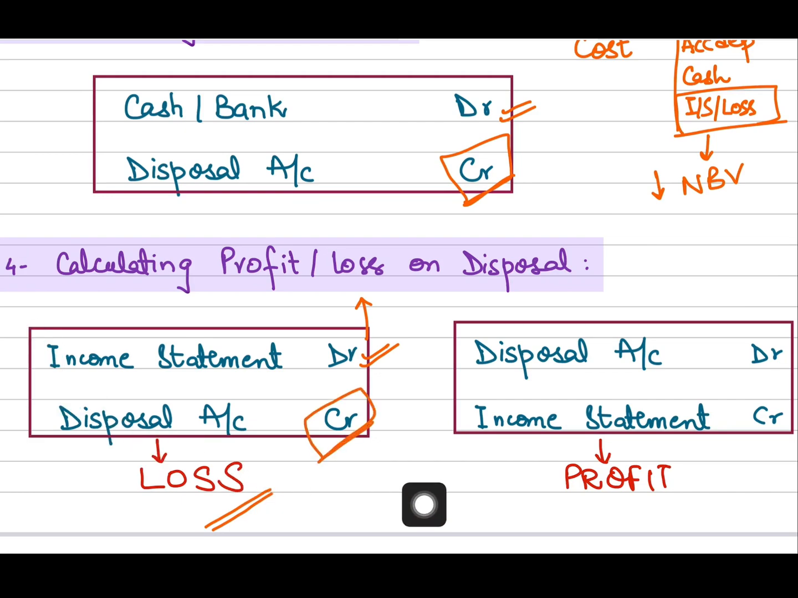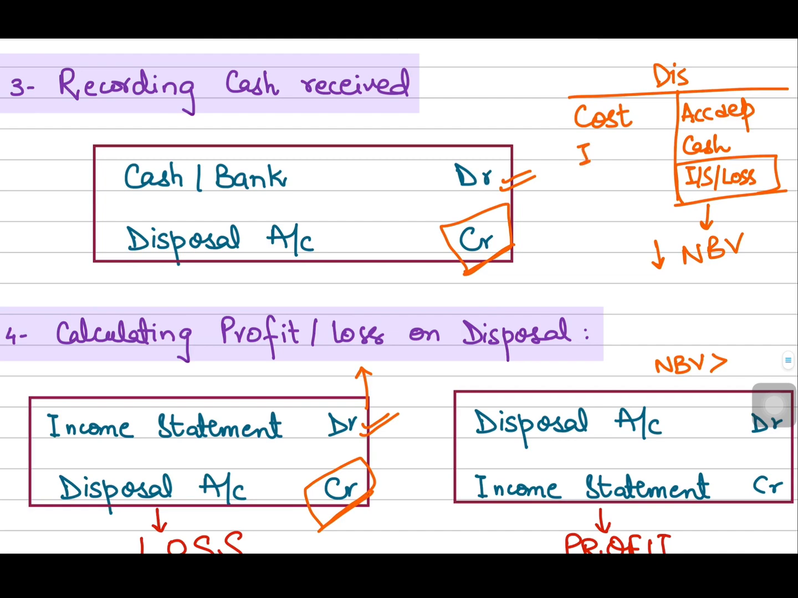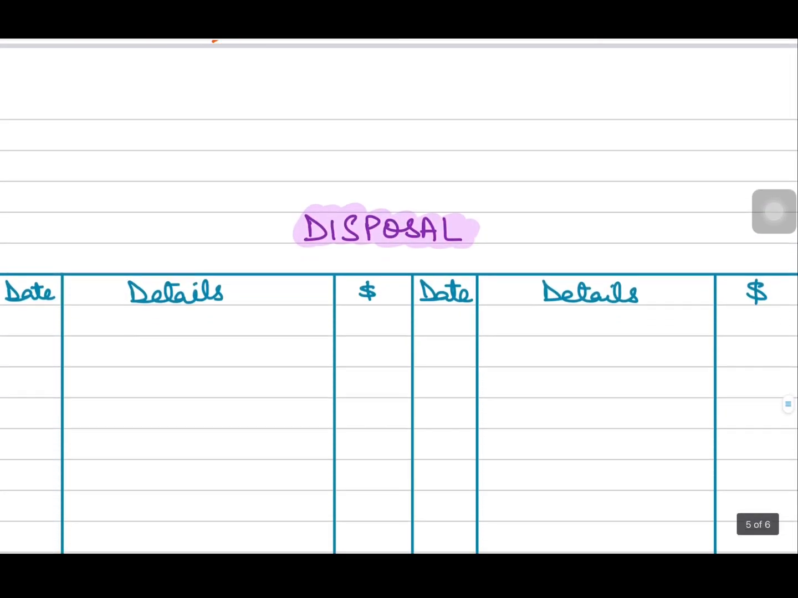Or if there is a profit, the double entry would be: income statement will be credited and your disposal account will now be debited, which means that you are selling this asset at a price which is more than its net book value. So, in this case the income statement figure will fall on the debit side, which of course will be the balancing figure of this T account, right? Cost will be given to you, depreciation will be given to you, the disposal proceeds as well. You might not be given the profit or loss on disposal, so that will be the balancing figure of this disposal account. So, keeping this in mind, let's prepare the disposal account.